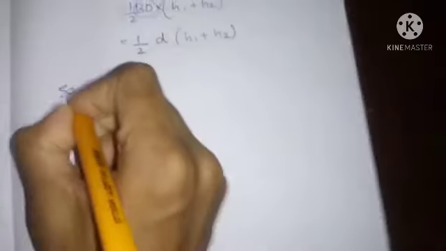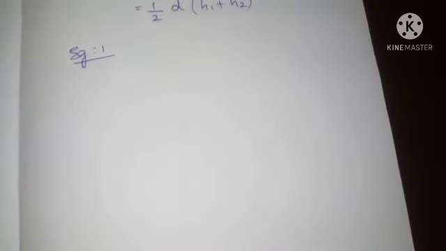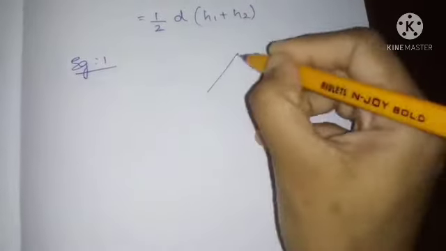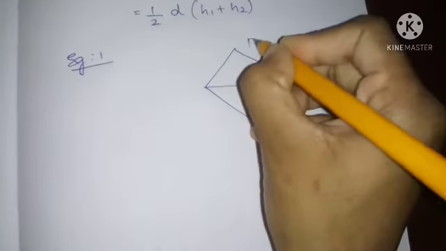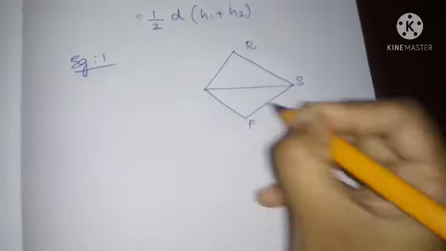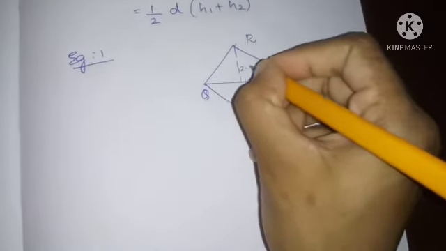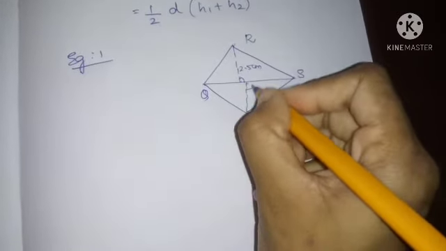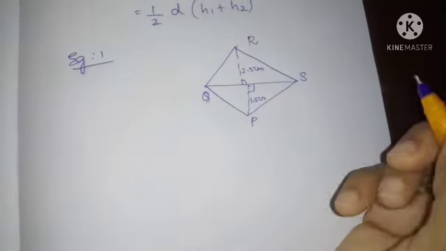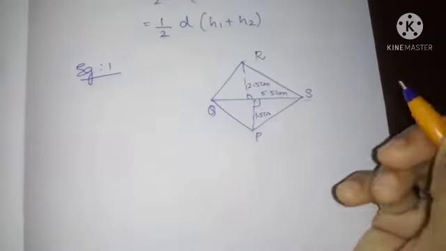Below that, there is example number 1. What is example number 1? We should find the area of the quadrilateral PQRS. It is given, which is very easy. The height they have given is 2.5 centimeters. Then 1.5. See, the diagram will be a little bit different, no problem. Then this diagonal is 5.5 centimeters.